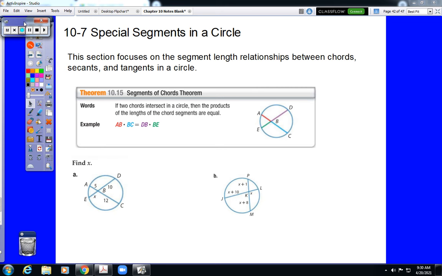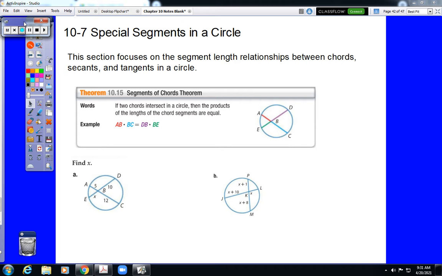circle. So we basically have two basic rules to talk about, one of which has a couple of different forms. And those are when two secants intersect inside of a circle, which would mean two chords intersecting inside of a circle, and when two secants intersect outside of a circle. So the first of those two rules, your book numbers Theorem 10.15 and entitled Segments of Chords Theorem. And they're really not worded all that well. It says if two chords intersect in a circle, then the products of the lengths of the chord segments are equal.